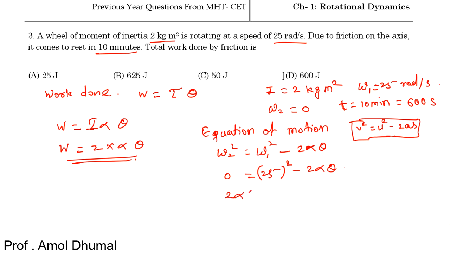So 2 alpha into theta is equal to 625. Therefore we can write W is equal to 2 alpha theta is equal to 625 joule. So this is our answer, option B, 625 joule.